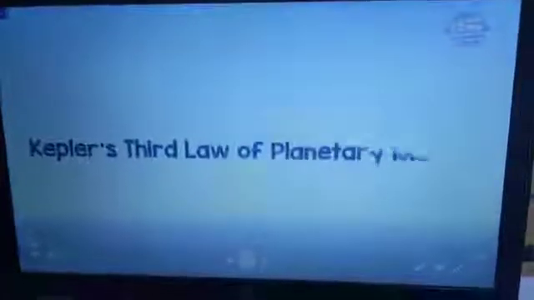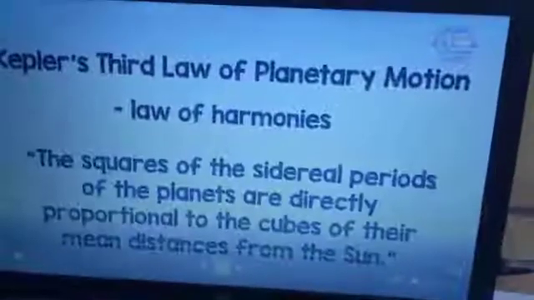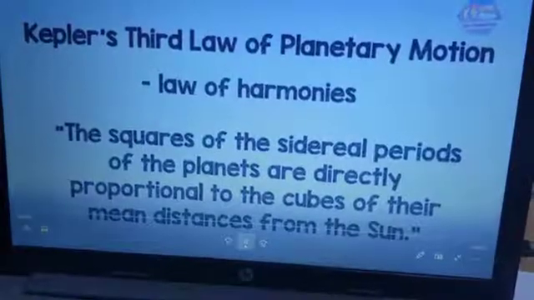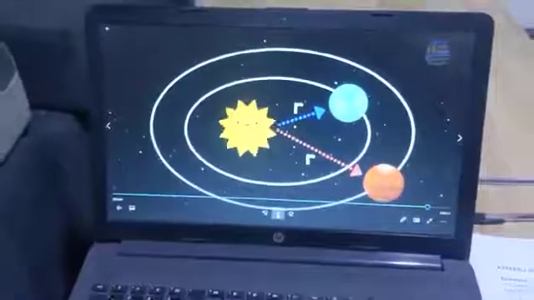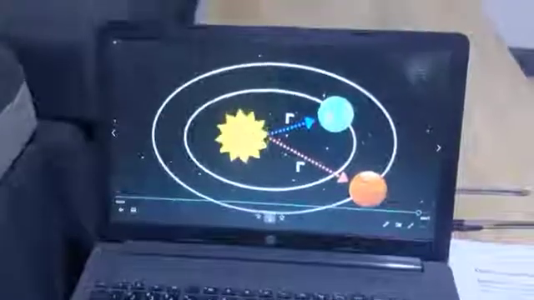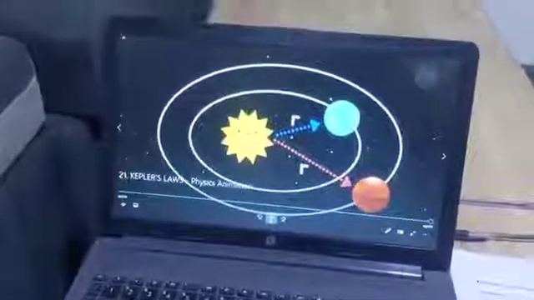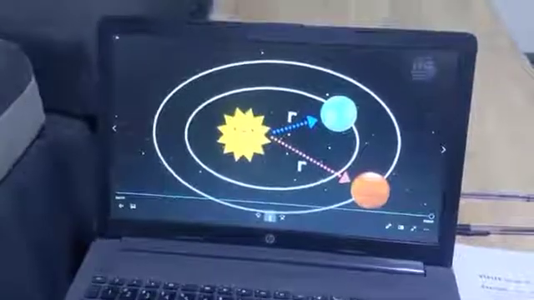Kepler's third law of planetary motion is the law of periods. The square of the orbital periods of the planets is directly proportional to the cube of their mean distance from the sun. You can see here, this is R1 for planet 1 and R2 is for the second planet. They do not take the same time to travel around the sun. They take different times.